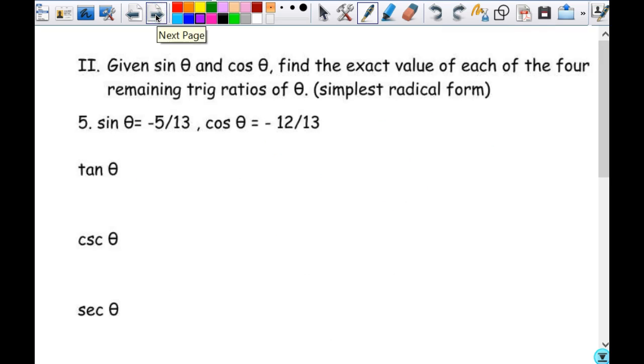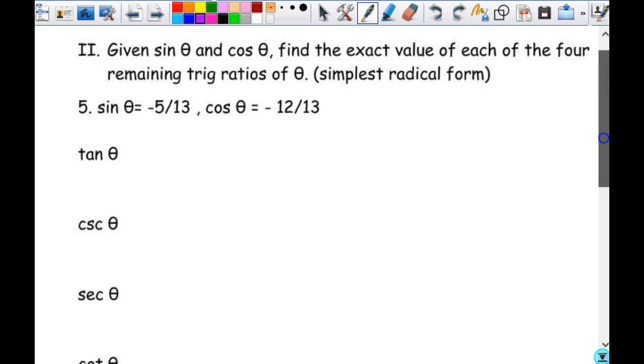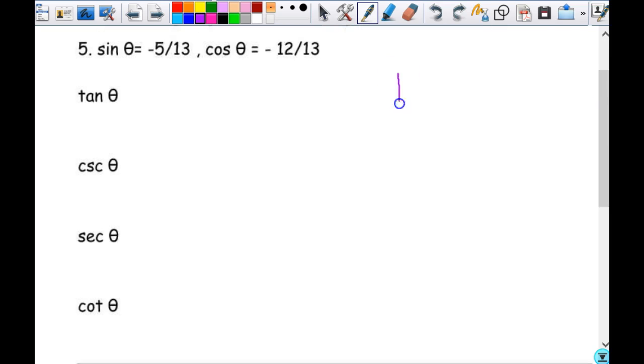Okay, so now we are given the sine and cosine of theta, and we're going to find the exact value of the other 4, in simplest radical form. So we are going to start by drawing our triangle on the coordinate plane. Now, for this, I can figure out sine is negative in which quadrants? 3 and 4. Sine is negative in 3 and 4.